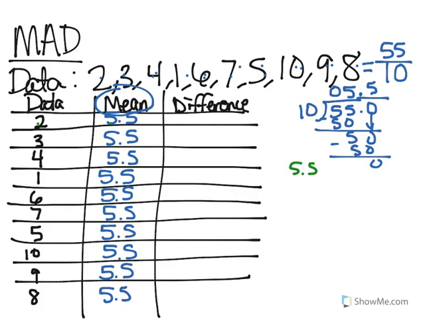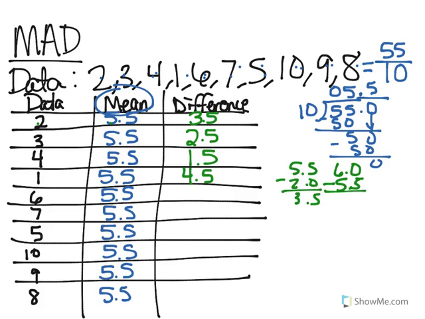So 5.5 minus 2 is 3.5. That's my difference. 5.5 minus 3 would be 2.5. 5.5 minus 4 is 1.5. 5.5 minus 1, 4.5. But now 6 is larger. So now I'm going to take 6.0 and take away 5.5. I get 0.5.